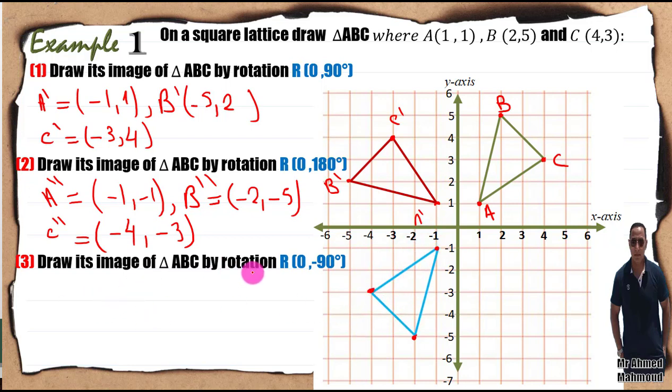Okay, now I'm going to draw the rotation of the same triangle by negative 90. Negative 90, which is y, negative x. So I'm going to A triple dash equals here 1 and negative 1.